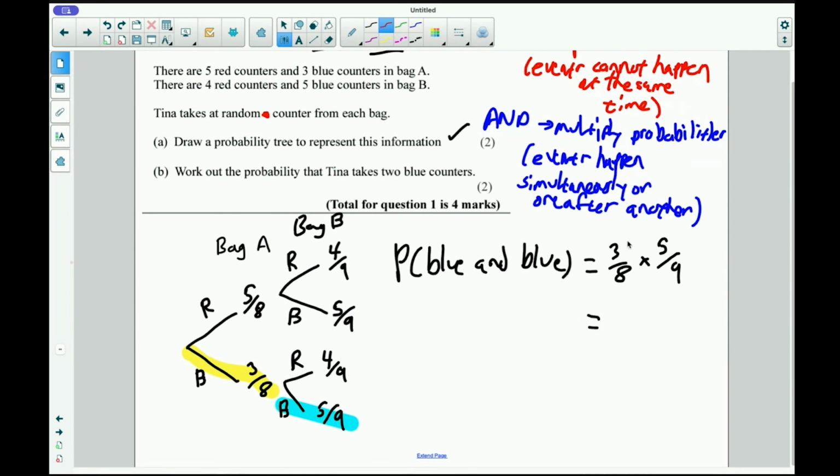Remember, when we multiply fractions, we multiply across the top, multiply across the bottom, and that gives me 15 over 72. I think we can simplify this. We can divide both sides by 3, and we end up with 5 over, I want to say 24. So 5 over 24 ends up being our probability there. Again, it doesn't say to simplify, but we just want to make it look nice. So our 15 out of 72, or 5 over 24.